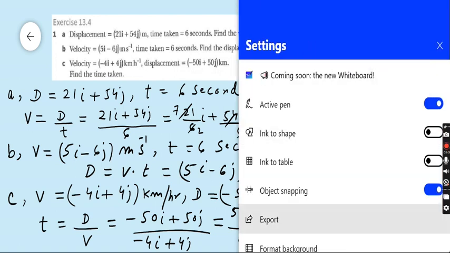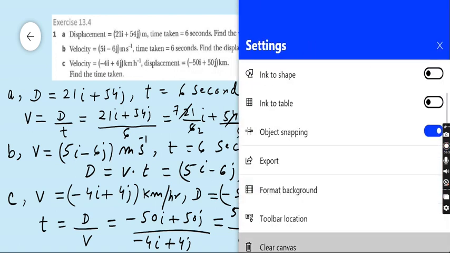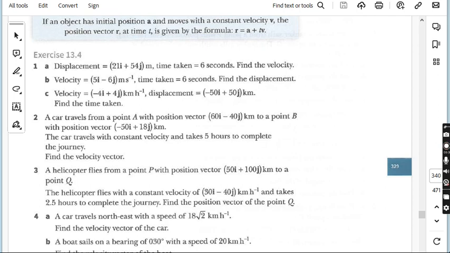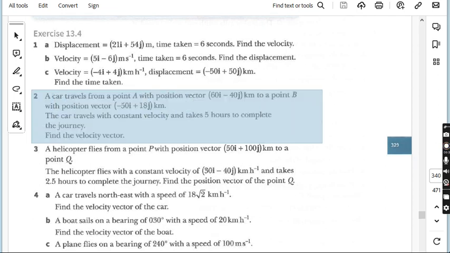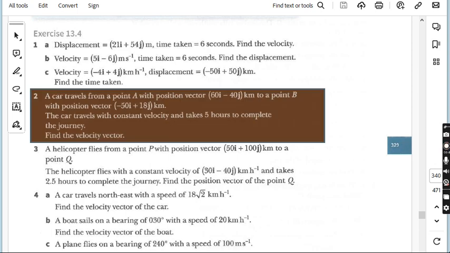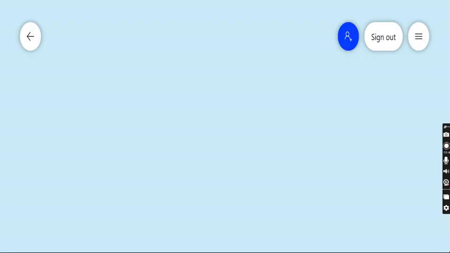Now move to question number 2. You can see this topic is very, very easy. Let's see what is question number 2.